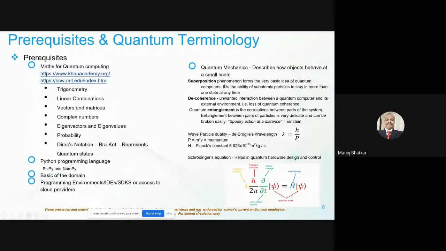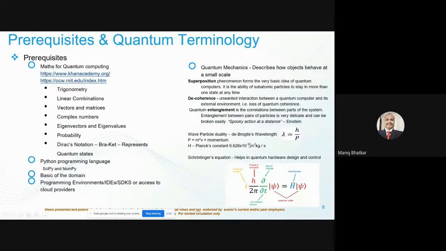Concepts of quantum mechanics which are very relevant. Superposition, by now everybody knows about it, so I'm not going to even spend a second there. Decoherence is basically unwanted interference, or coherence is the important phenomenon, and entanglement, which is a spooky action at a distance, where between pairs there is some relationship and they behave in a certain tandem way. When you change one qubit, for example, the other also gets impacted, although they are not related and they are a distance apart, right?